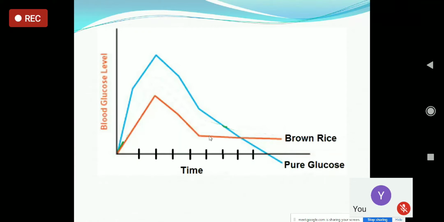And then you do the same thing. You calculate the area under the curve for the brown rice and you divide this result by the area under the curve for glucose, and you multiply by 100. The number you get is the glycemic index.